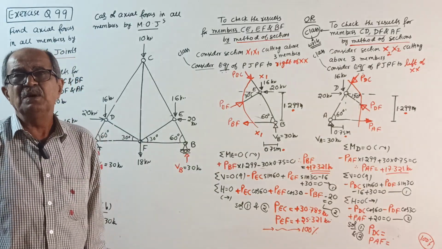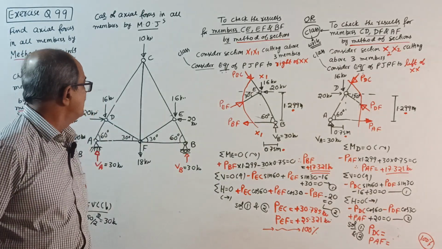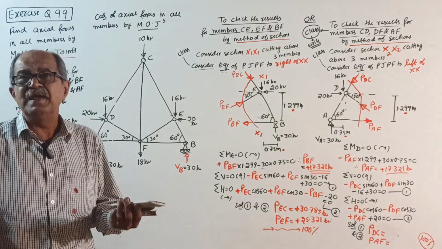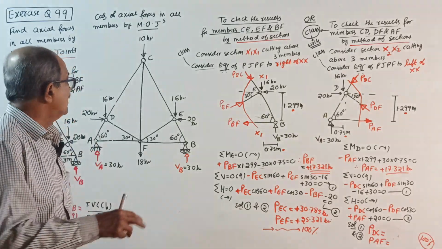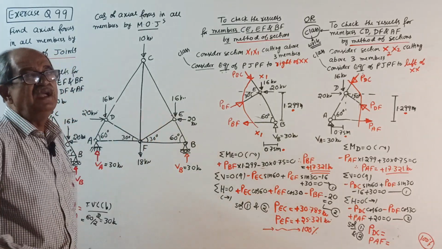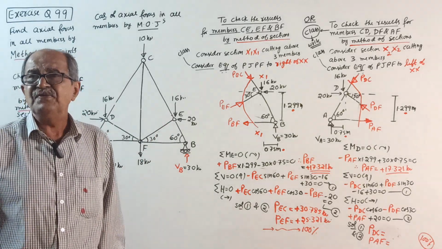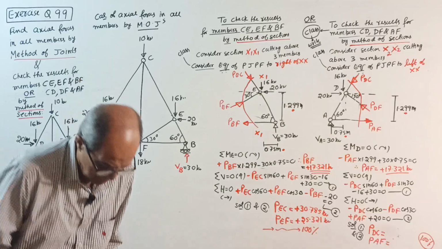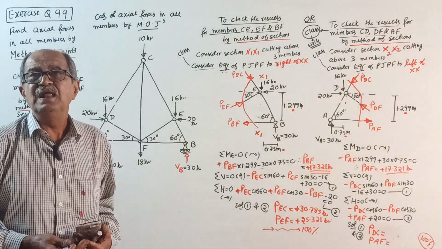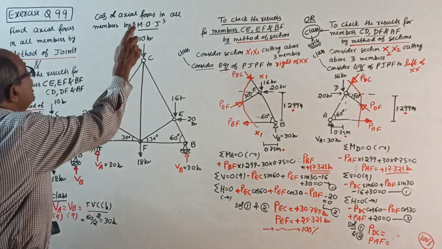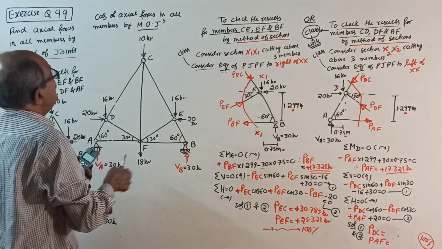Method of joint, if somebody tells, sir, you are not explaining, I will tell, don't come to my class, don't attend my class, or use my class. You are so lazy, you have no interest in education. Yes, so many questions solved. If you want further explanation, not possible. There's a limit. So, method of joint is simply exercise.